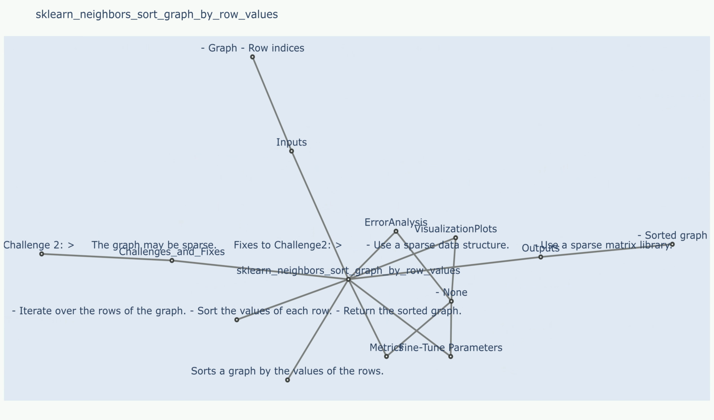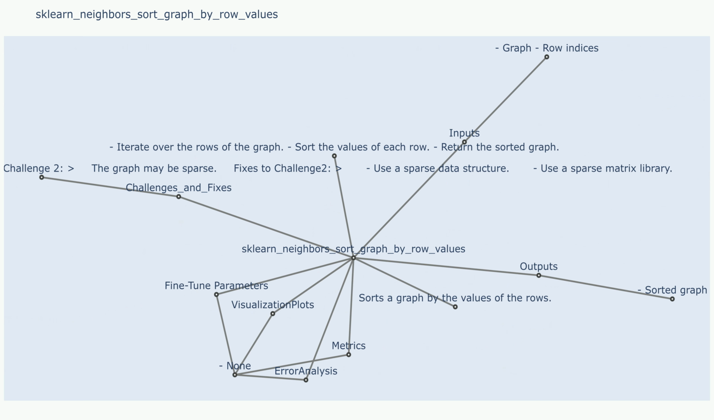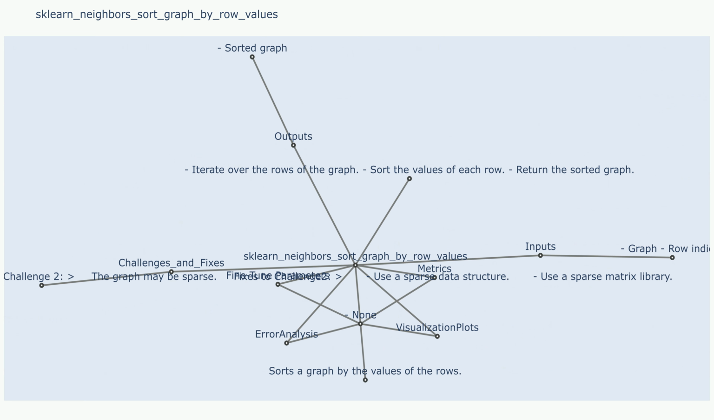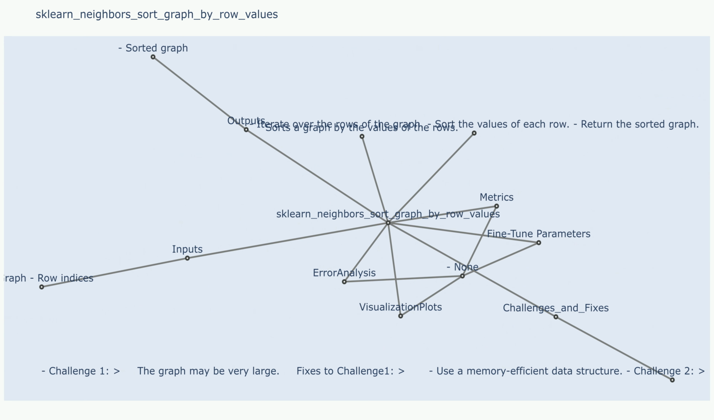Visualization plots: The sorted connectivity graph can be visualized as a heat map, where the rows represent data points and the columns represent their neighbors. The color intensity of each cell can represent the distance between the corresponding data point and its neighbor. The sorted graph can also be visualized as a network diagram, where each node represents a data point and the edges represent the connections between them. The edge thickness or color can be used to represent the distance between the connected data points.